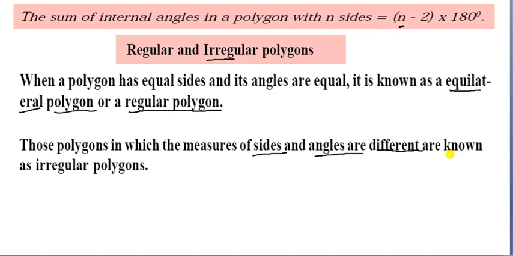Both the angles and the sides must be different; such polygons are known as irregular polygons. So that is the definition of a regular polygon and an irregular polygon. You have to write this, very easy. Now let us start. What will happen in the second?